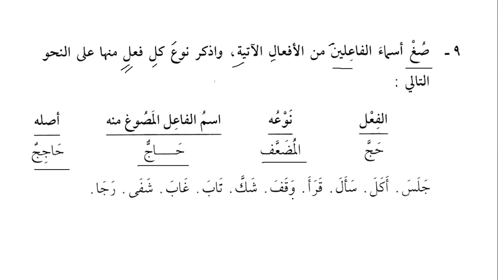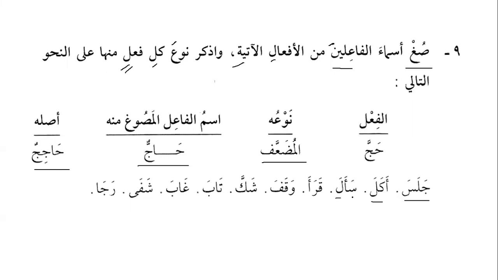All right, so we have jalasa, naw'uhu as-sahih. What will be ism al-fa'il? Jalisun. And the original form is also jalisun. So we will only talk about the verbs that go through changes. Similarly, we have akala. Naw'uhu al-mahmuz, mahmuz al-fa. Ism al-fa'il, akilun.